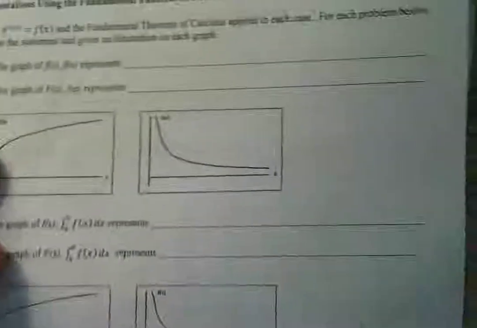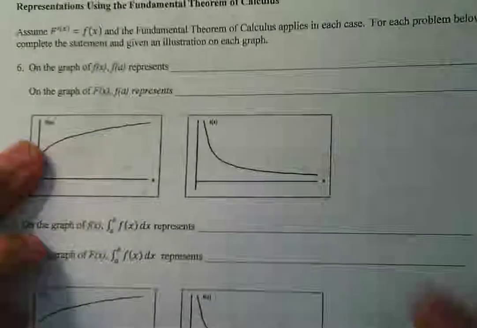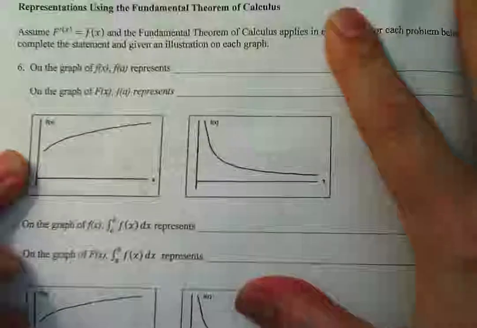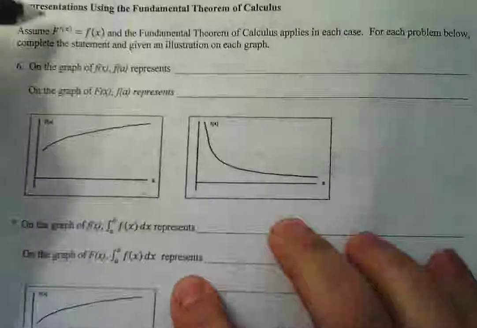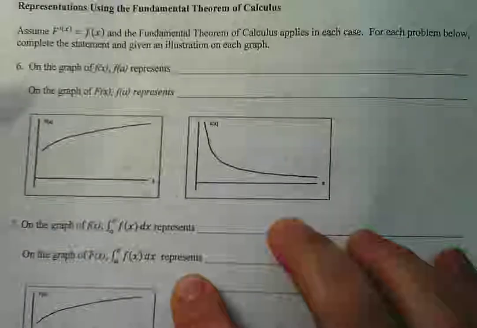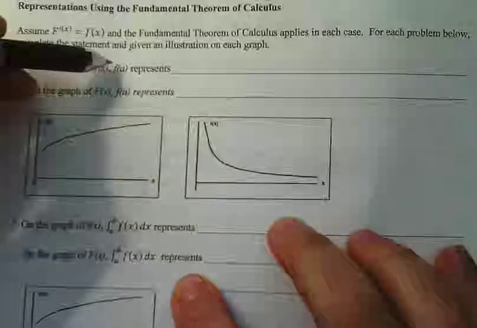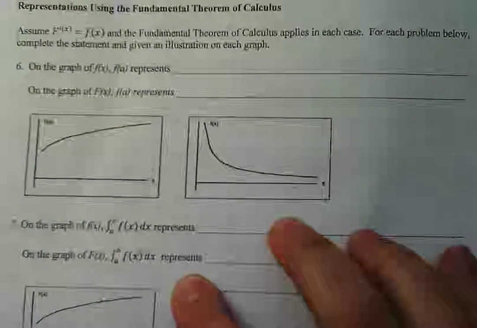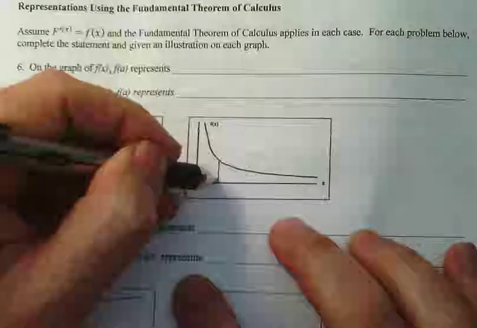We call this the zoom feature. Okay. So what are we looking at here? It tells me here that big F prime is little f. Okay. On the graph, f of a represents what? Well, that's easy on little f.